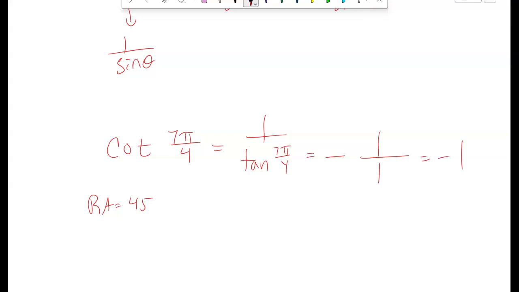Please remember, anything that's over 4, anything that has a reference angle of 45, sine and cosine are just root 2 over 2, and your tangent is just what? 1. Okay? Let's do another.